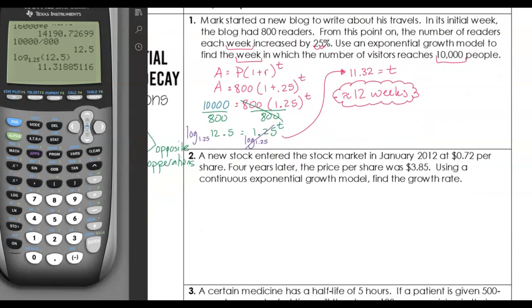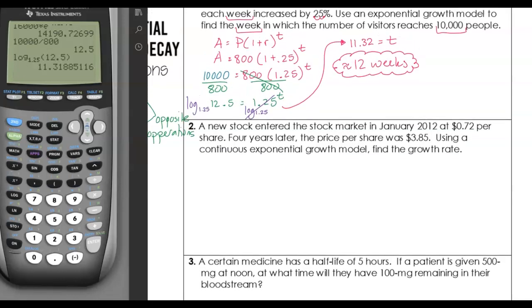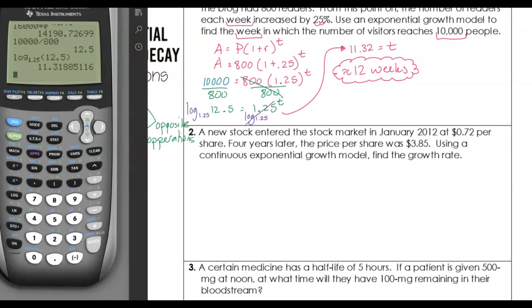Now, number 2. I think I'm going to skip number 2 because it's pretty straightforward. The only difference is it is a continuous exponential growth model, meaning we would use PERT. Yes, that's about the only tricky part about this. And it's having us find the rate, so we would be solving for r here.